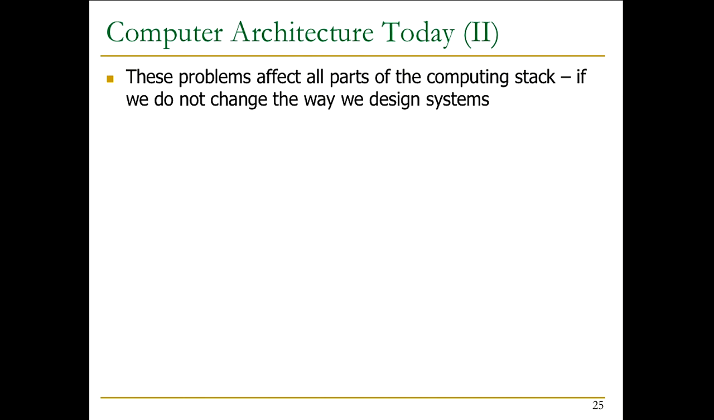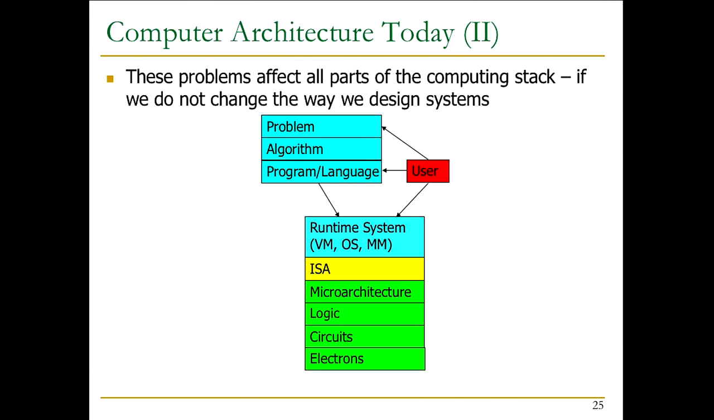These problems affect all parts of the computing stack if you do not change the way we design systems. Basically, as I've shown you as an example, the Rowhammer problem affects almost all parts of the computing stack, right? Programmability affects all parts of the computing stack. It basically stops someone from using whatever you design over here, right?